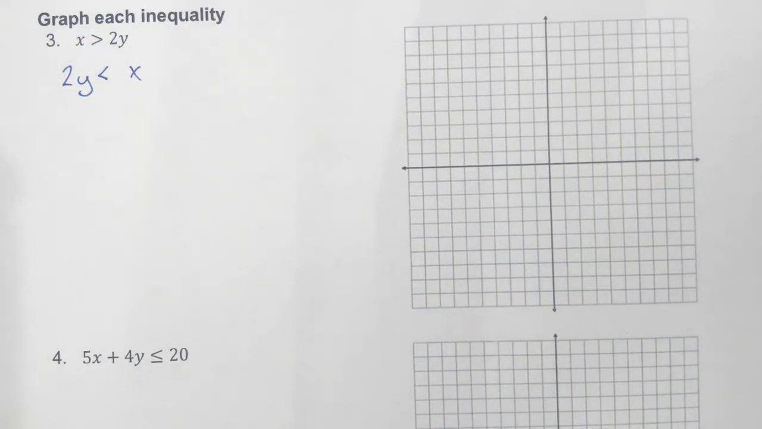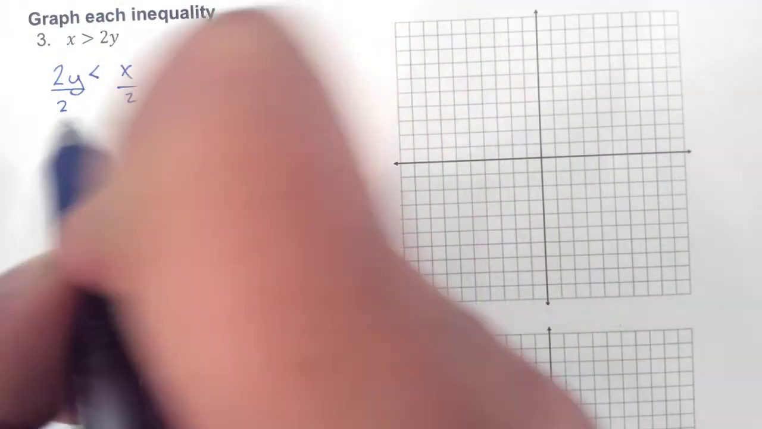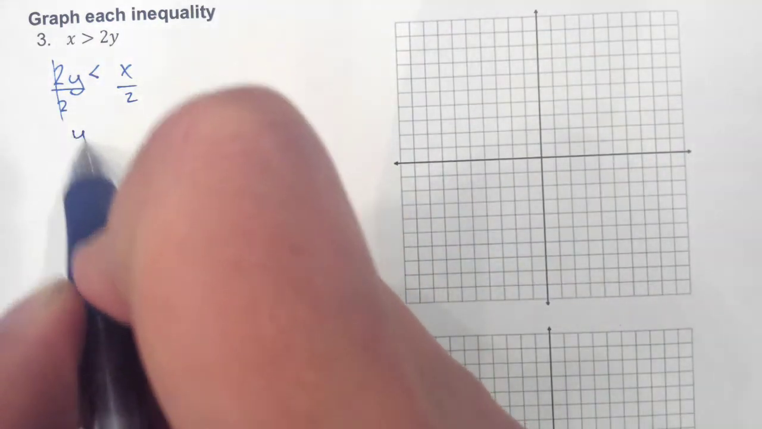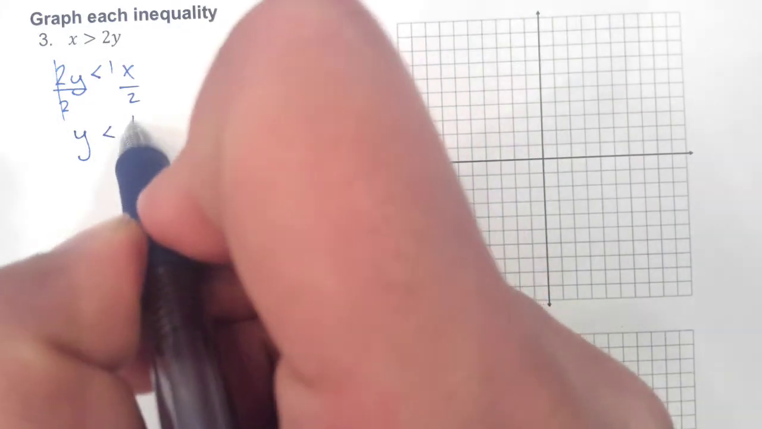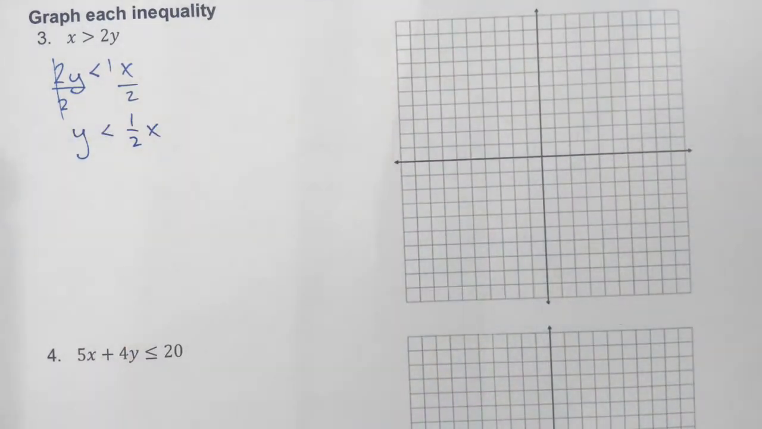Okay, how do I get y by itself? Well, I got to get rid of that 2. How do I get rid of that 2? By dividing both sides by 2. So I have y is less than, what's the number in front of the x again? It is a 1, so I have 1 half x.